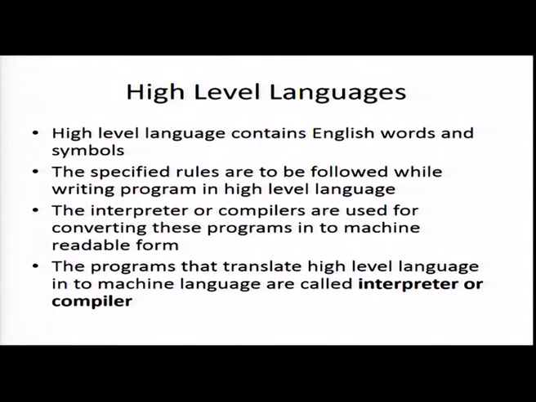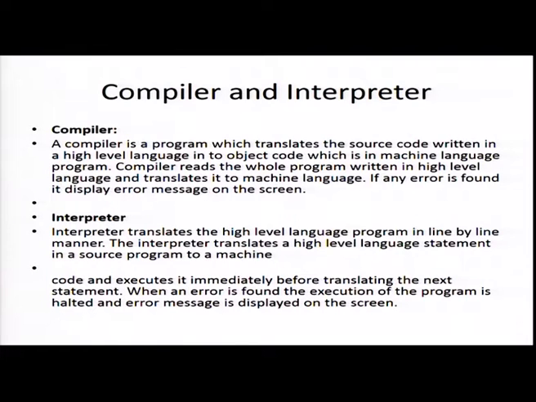Now let us see about the high level language. The high level languages contain English like words and use few symbols too. The specified rules are to be followed while writing programs in high level language. The interpreter or compilers are used for converting these programs into machine readable form. The program that translates high level language into machine language is called an interpreter or compiler.